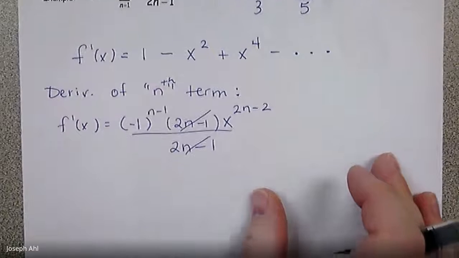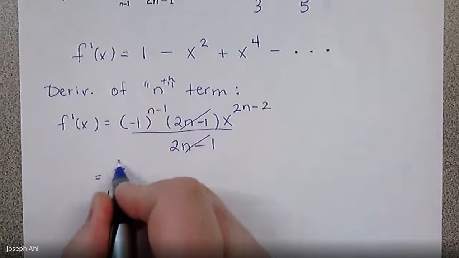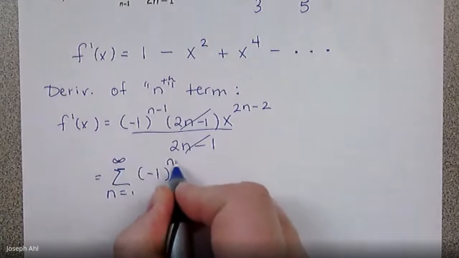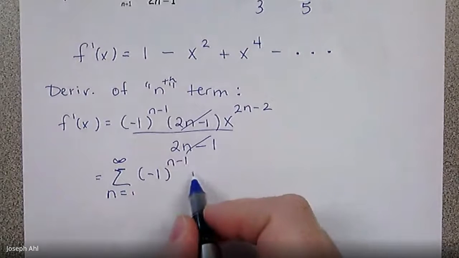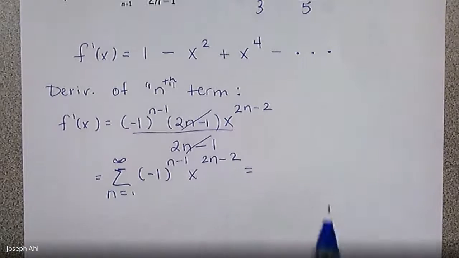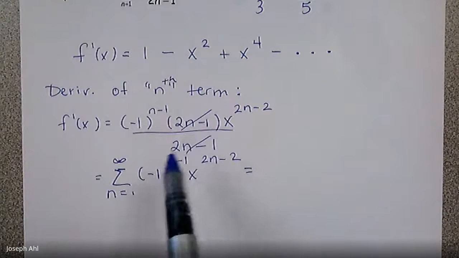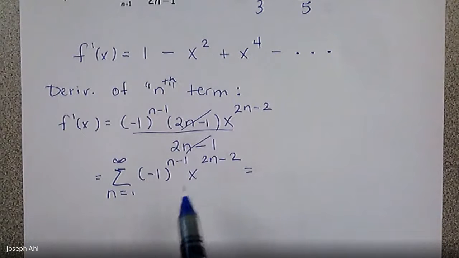And it turns out that the derivative of the nth term is representative of the sum from n equals 1 to infinity of negative 1 to the n minus 1 times x to the 2n minus 2. And what that series results in is the series that we started to develop right here. So here's what it looks like in terms of the nth term.